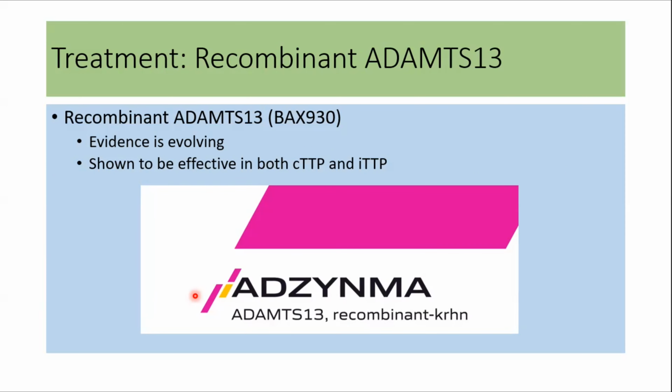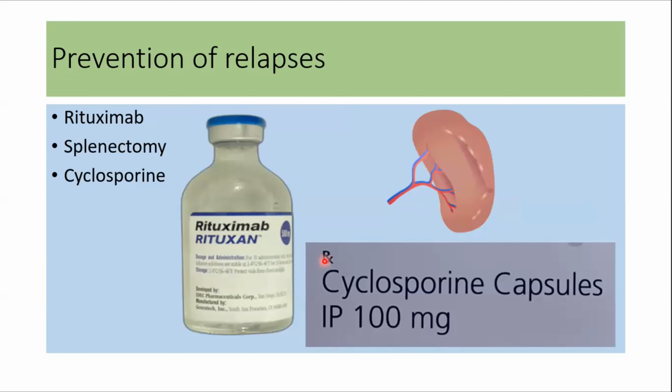Recombinant ADAMTS13 can also be used in the treatment of the TTP, and it's shown to be effective in both congenital as well as the immune TTP, and the evidence is evolving regarding the use of recombinant ADAMTS13. So to prevent the relapses, we can use rituximab, splenectomy, or the immunosuppressants like cyclosporine.